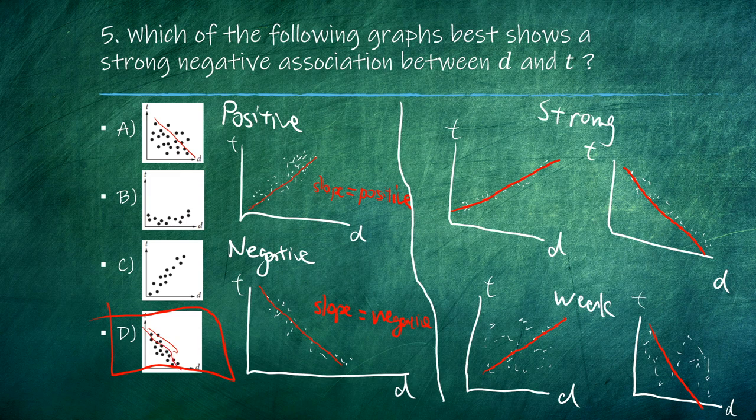And if we're looking at A and D, D is the stronger association because all the points are very closely aligned with this line here. Whereas in A, the points are more scattered around. So hence, D is your answer.